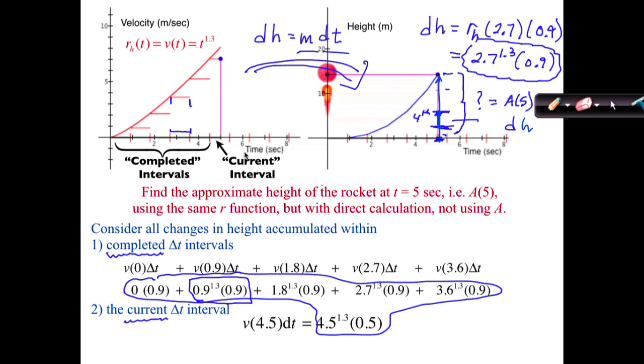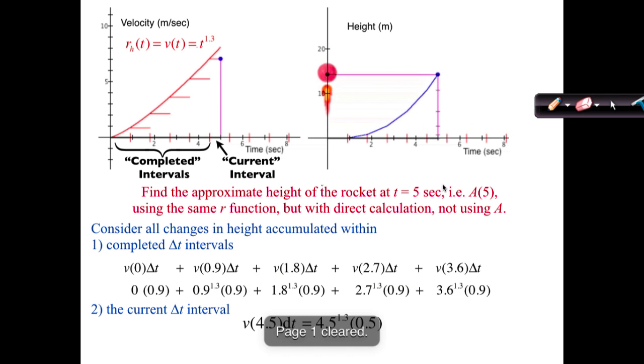You just figure out how many completed intervals you have, calculate the dh in all your completed intervals, and then the little remaining dh in the current interval. You add it all up, and you get the total accumulated height at that t value. This is what our one-line function is going to do. All right, so let's get to it here. Let's move a little further forward. Any questions?